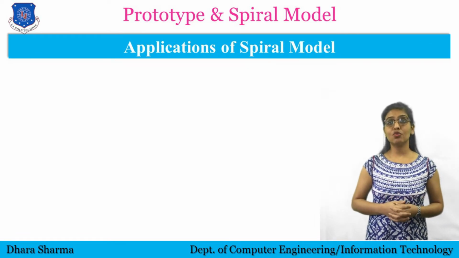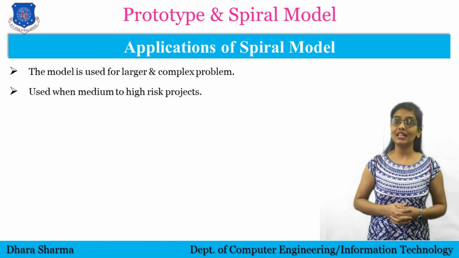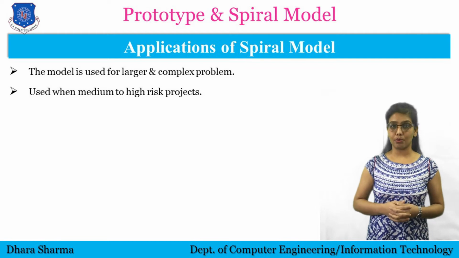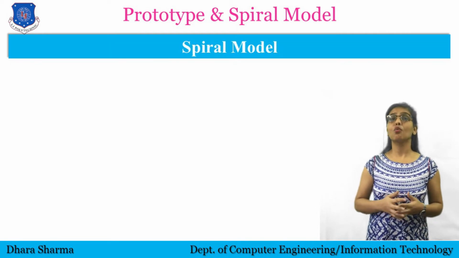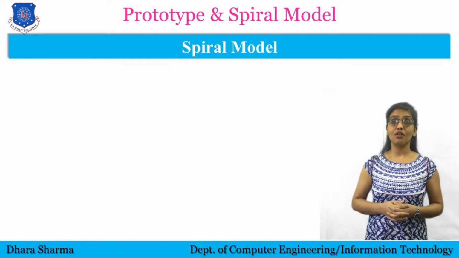Spiral model is used for the larger and complex problems. The applications which are highly risky are developed using this approach. So first let us understand what risk is. Let me give some examples and explanations about risk related to software. There are multiple types of risks available for software, among which I am giving you some examples.